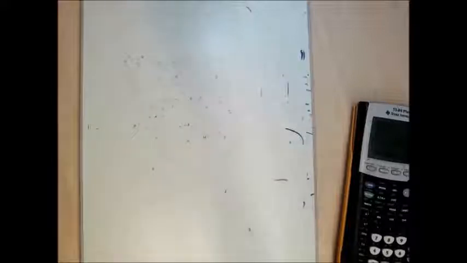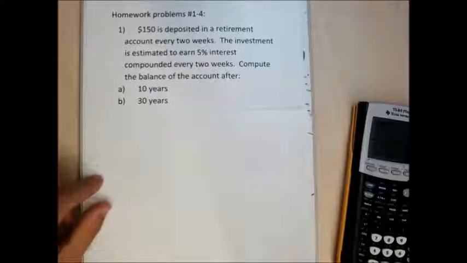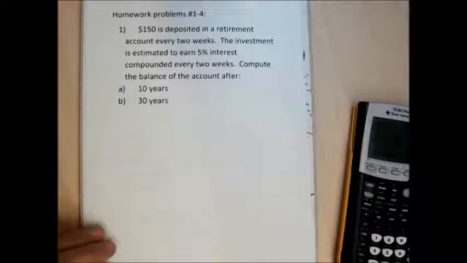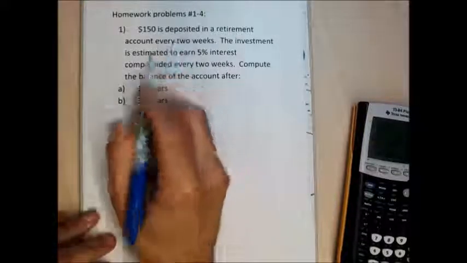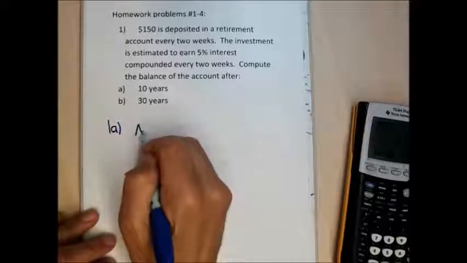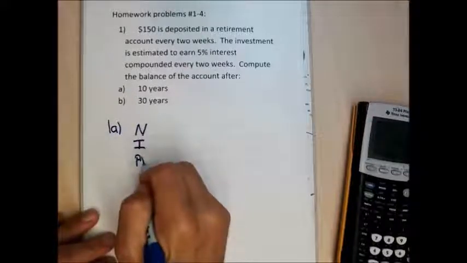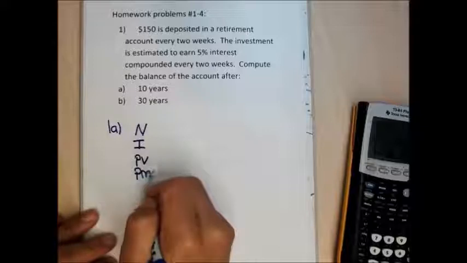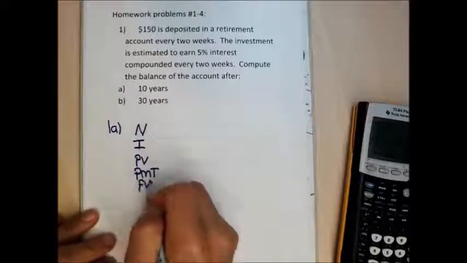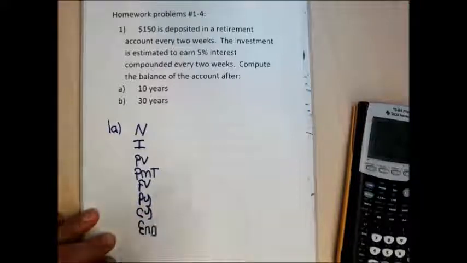Alright, so now we're going to do some homework problems, and just like I've been doing, I'm going to start doing the first problem with you, and then I'll let you do a problem. So question 1, as I read through this, I know when I go to do part 1A, I'm going to use the TVM solver, which means I need an N, an I, PV, a PMT, an FV, a PY, a CY, and I'm going to leave my calculator on end.